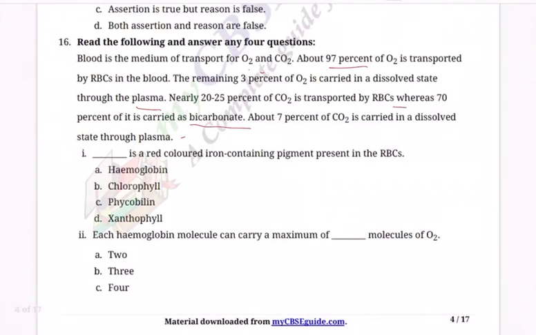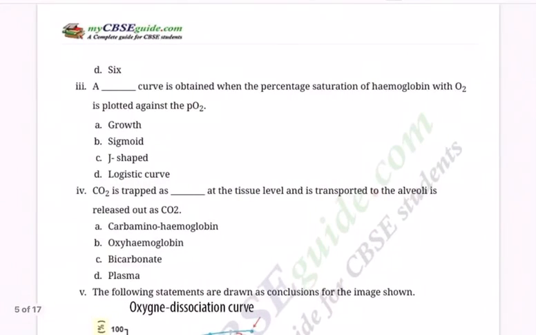Now, question 1. Dash is a red colored iron containing pigment present in RBC. A. Hemoglobin, B. Chlorophyll, C. Phycobilin, D. Xanthophyll. Question 2. Each hemoglobin molecule can carry a maximum of dash molecules of oxygen. A. 2, B. 3, C. 4, D. 6.